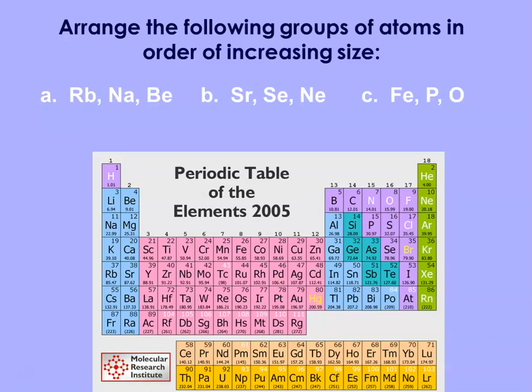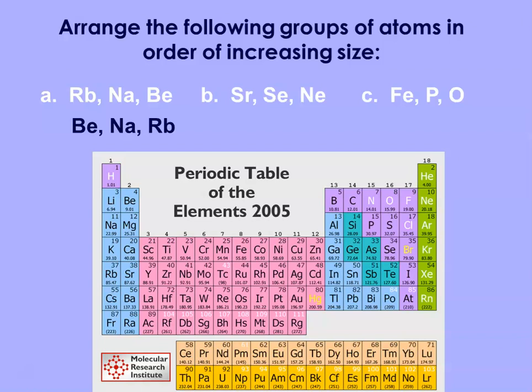Beryllium is in period 2. So it would have the least amount of shielding. Although they are not all in the same group, relatively speaking, beryllium, because it has less shielding, is going to be relatively smaller than sodium. So beryllium, then sodium, and then rubidium would be my order for size.